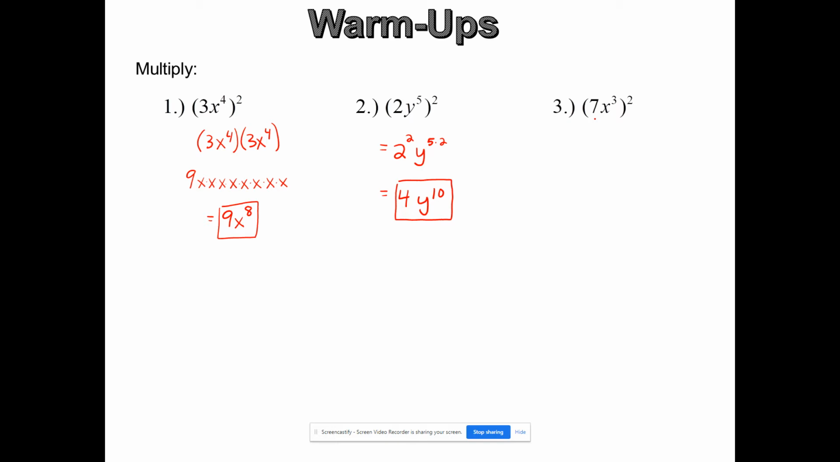Okay, so think about number 3. Think about mentally if you can just go ahead and write the answer down. Okay, follow the same rule. So here we square the 7, and then we keep the base and multiply this 3 times 2. Multiply the exponents. 7 squared is 49, not 14. And then we get x to the 6.